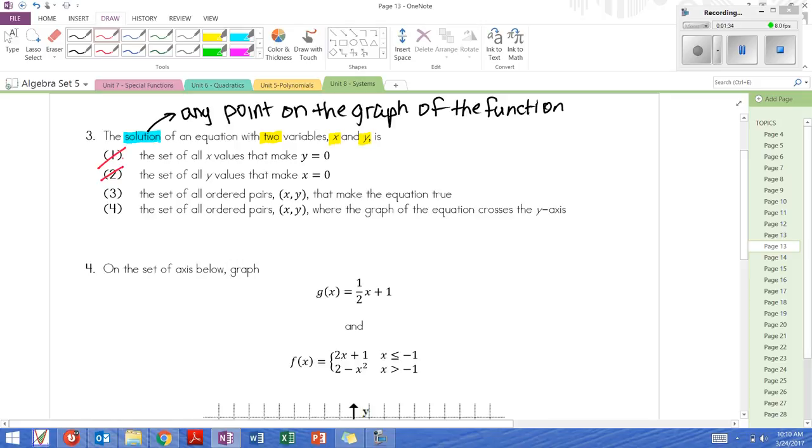Okay, question 3. The set of all ordered pairs. Wait, what's another word for ordered pair? That's a point. So we're talking about the set of all of the points, and they told us x comma y, that make the equation true. Ding, ding, ding. We have found our winner.